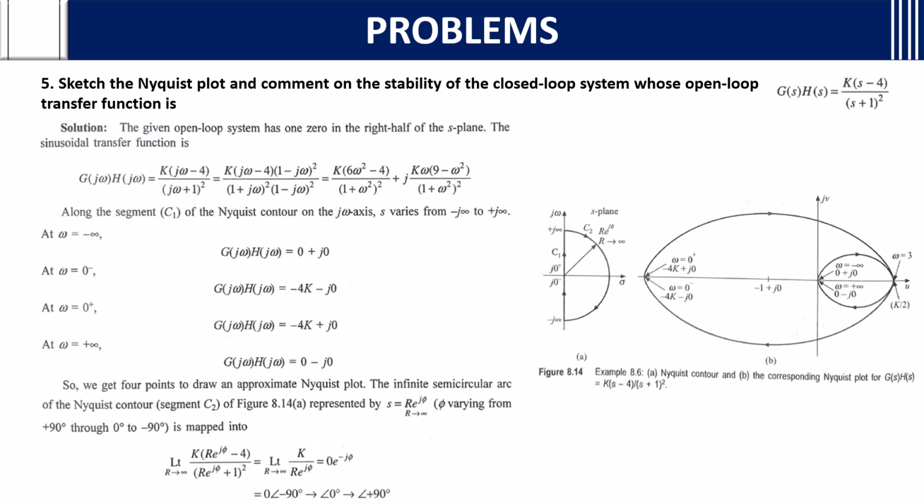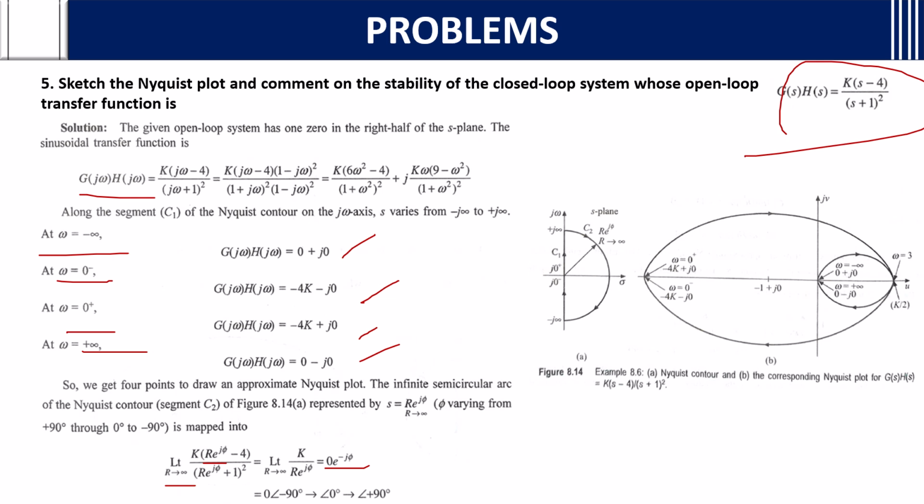Fifth one: sketch the Nyquist plot and comment on the stability of the closed loop system whose open loop transfer function is this. Same as previously, you substitute s equals j omega, and you get a real part and imaginary part form. Then again substitute omega equals minus infinity, 0 minus, 0 plus, and plus infinity to get some values. For the arc, substitute s equals r e power j theta with the limit r tends to infinity, so you will get 0 times e power minus j theta, which means from minus 90 degrees through 0 to 90 degrees.